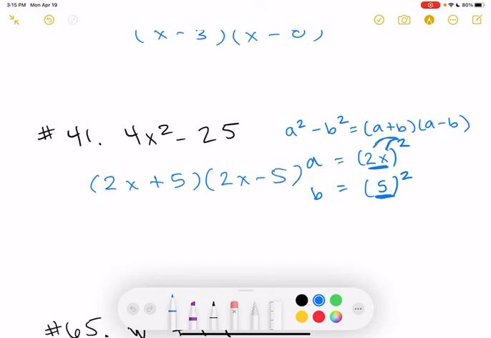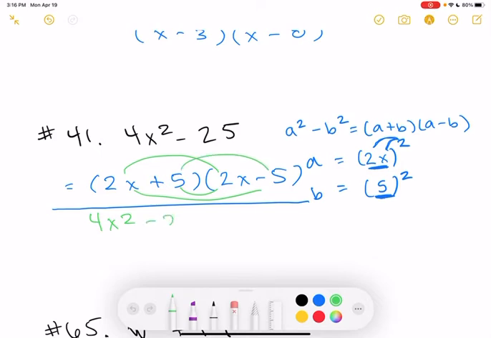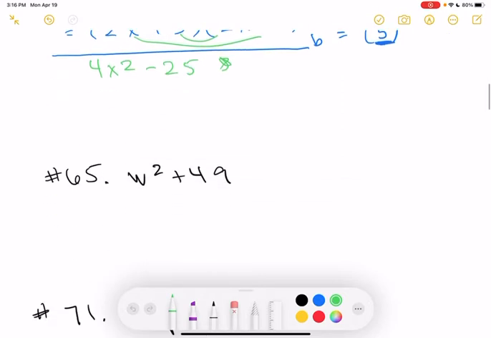And remember, too, on any of these, they're kind of fun because you can actually go back and check them and see if you were correct. So that's our answer. We got it. I'm going to go back and FOIL it just to make sure I got the right answer, okay? So I'm going to go 4x squared minus a 10x plus a 10x, so those will cancel out, and minus a 25. So because it matches our original, that means we did it correct. All right, let's keep going.